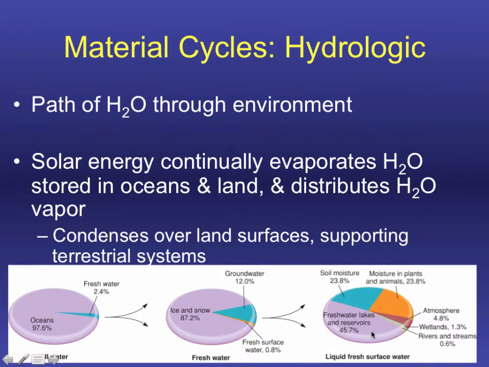All right, these are the other places where we have water. In addition to moisture in plants and animals, soil moisture, and freshwater lakes and reservoirs, there's atmospheric water, there's wetlands, and there's rivers and streams, which only make up about 0.6%. So the total amount of fresh water on the planet that's actually available is very, very small. 0.8% of 2.4% is actually available to be used by living organisms.